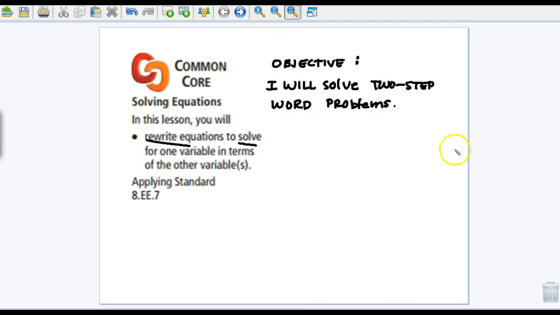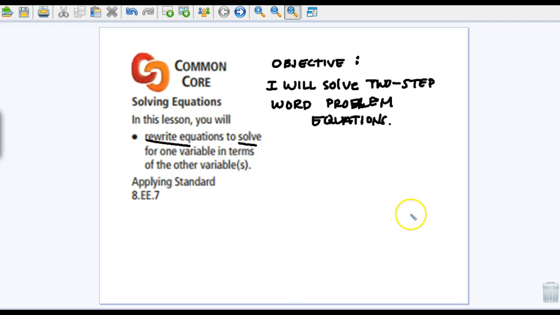Oh, I guess I should have written word problem equation, huh? Oopsie. Sorry about that. Two-step word problem equations. Okay, push pause, write this down, and then push play to get going.